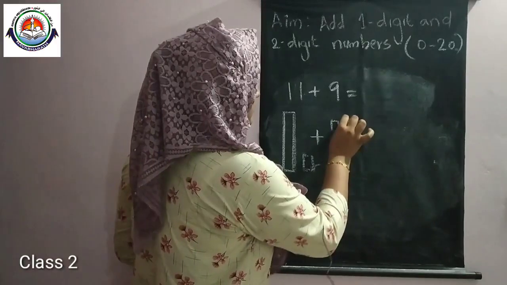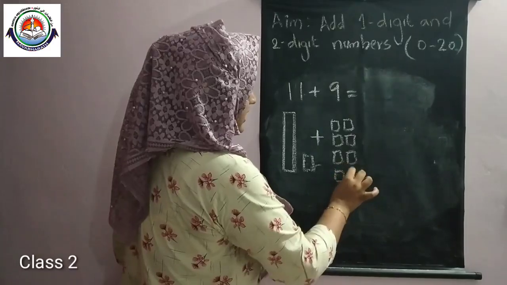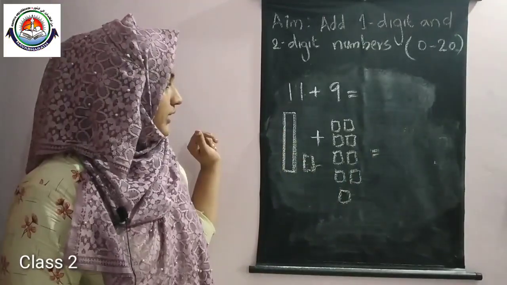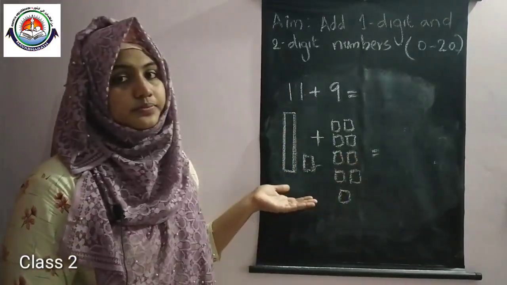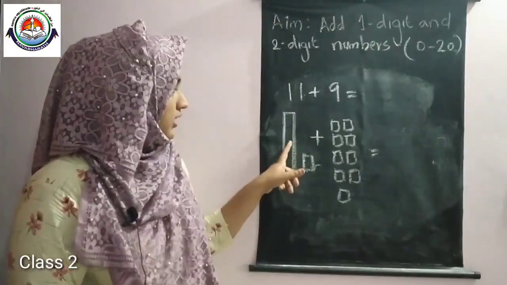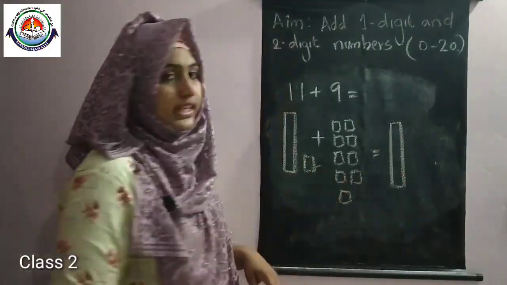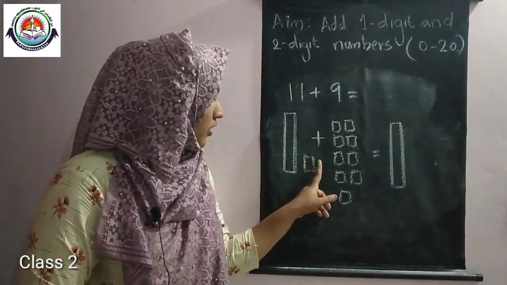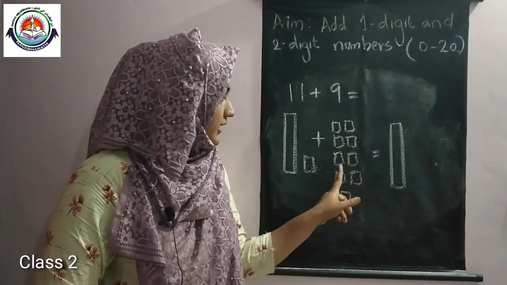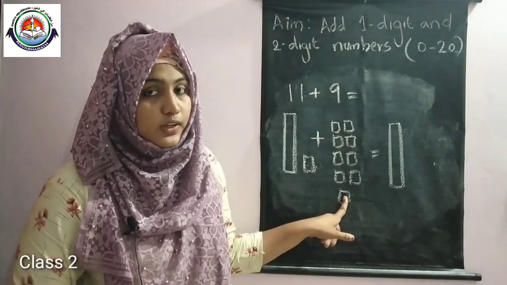So 1, 2, 3, 4, 5, 6, 7, 8, 9. 9 small squares. So we can put all these blocks together, then we will get the sum. So here only 1 tens block. Then we can count the number of ones. 1, 2, 3, 4, 5, 6, 7, 8, 9, 10. Then we got 10 ones blocks.